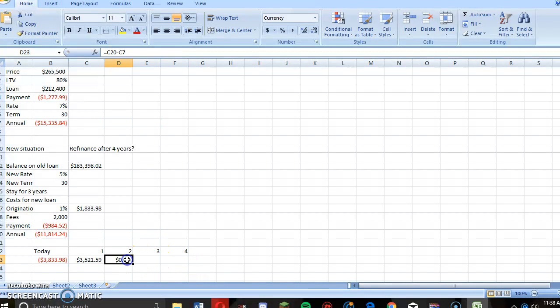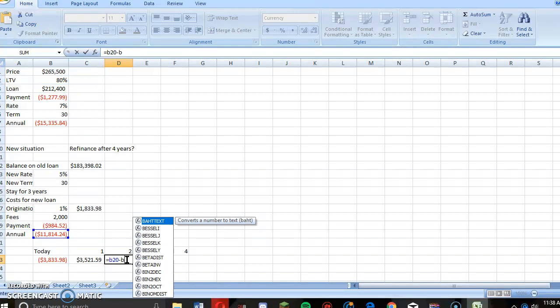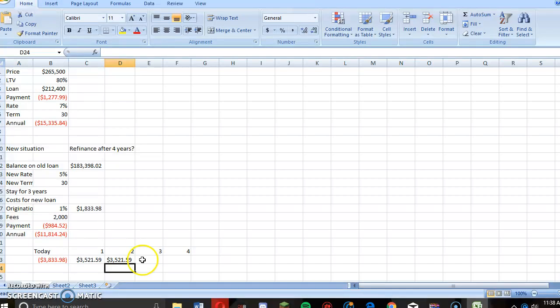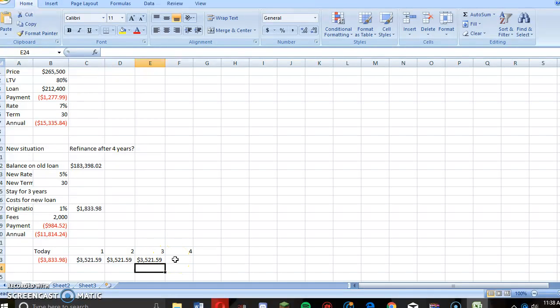I'm actually just going to type it in. Make my life easier. B20 minus B7. Okay, and we did through the 4 because that's going to be, we're only going to stay there for, oh, sorry. It's not supposed to be 4, it's supposed to be 3. We're going to only stay there for 3 more years, so that's why we only have the 3.